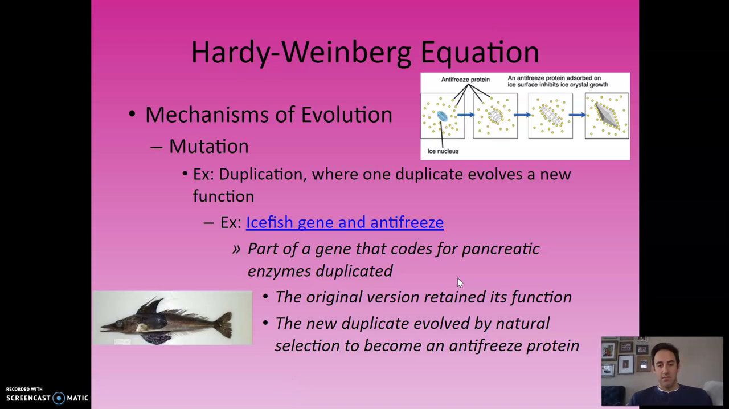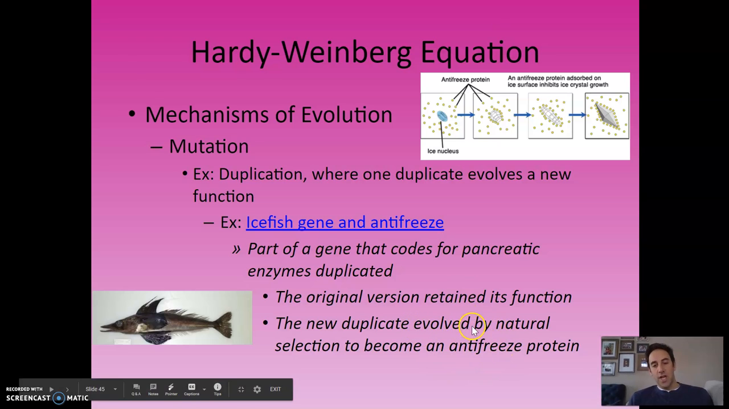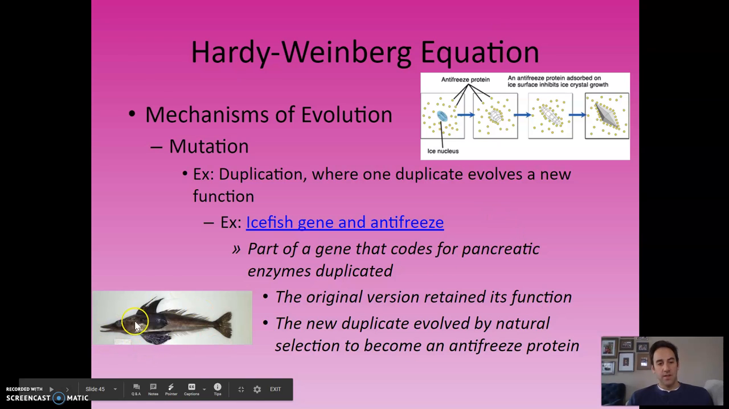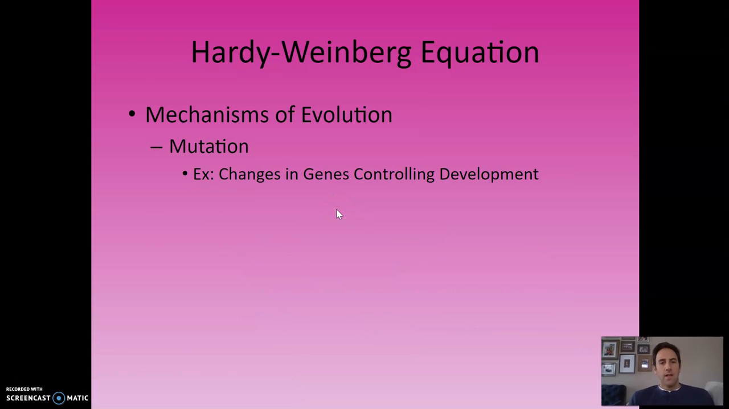One copy continued to be the pancreatic enzyme that just did its thing, but then the other copy started to change and eventually was selected into what is called an antifreeze protein, a little protein that helped prevent ice crystals from forming in this fish's body cells. And as a result, this fish can live in extremely cold parts of the ocean with no real problem. So very interesting little video clip there.